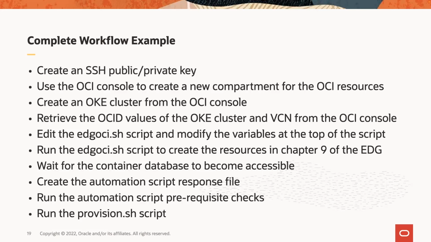Generally speaking, it will take 5 to 10 minutes for the manual steps, which are the first 4 items listed, roughly 30 minutes for the edgoci.sh script to complete, about 2 hours for the OAM PDB database to become available, 5 minutes to add the OIG PDB pluggable database, 15 minutes or so to create the automation script response file, about 1 minute to execute the prerequisite checks, and 45 minutes to execute the automation script to integrate OUD, OAM, and OIG. Thus, the total setup, installation, and configuration time is around 4 hours from start to finish.